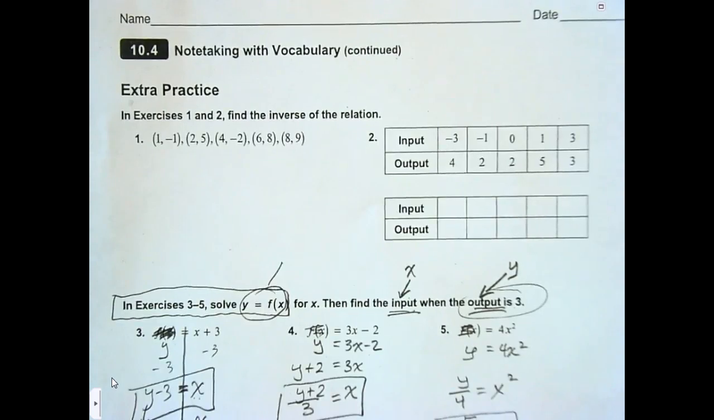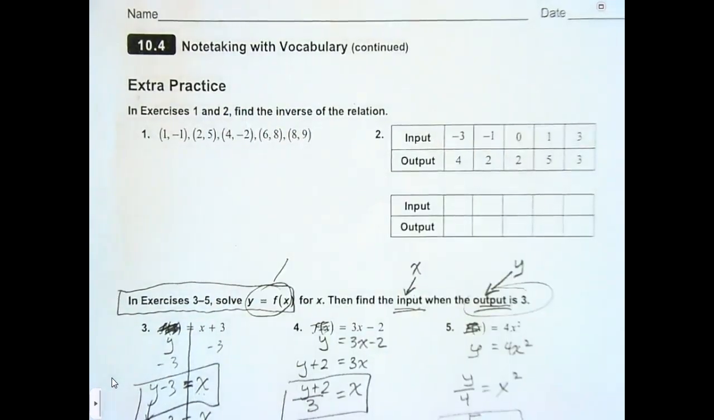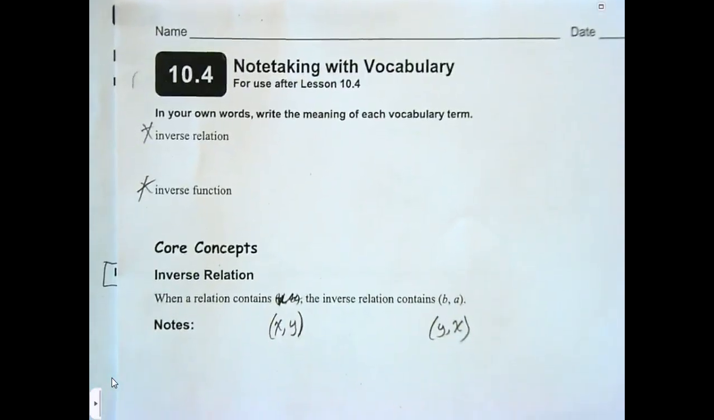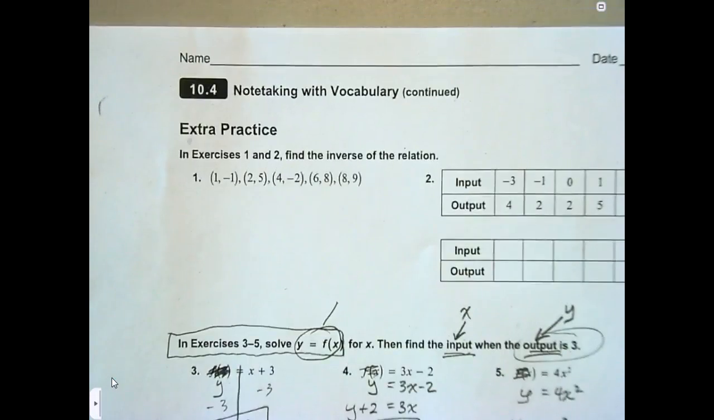Okay, let's go back up to the easy problems. It says, find the inverse of the relation. A relation is just when you have a coordinate. So any coordinate is called a relation. This is a relation, that's a relation. Find the inverse of the relation. Look back to what inverse means. Okay? I want you to try number 1.